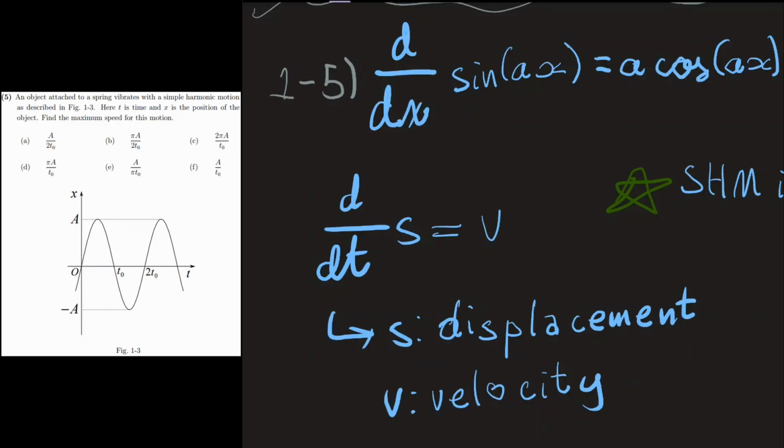So next is question 5, which says, an object attached to a spring vibrates with a simple harmonic motion as described in figure 1-3. Here t is time and x is the position of the object. Find the maximum speed for this motion.